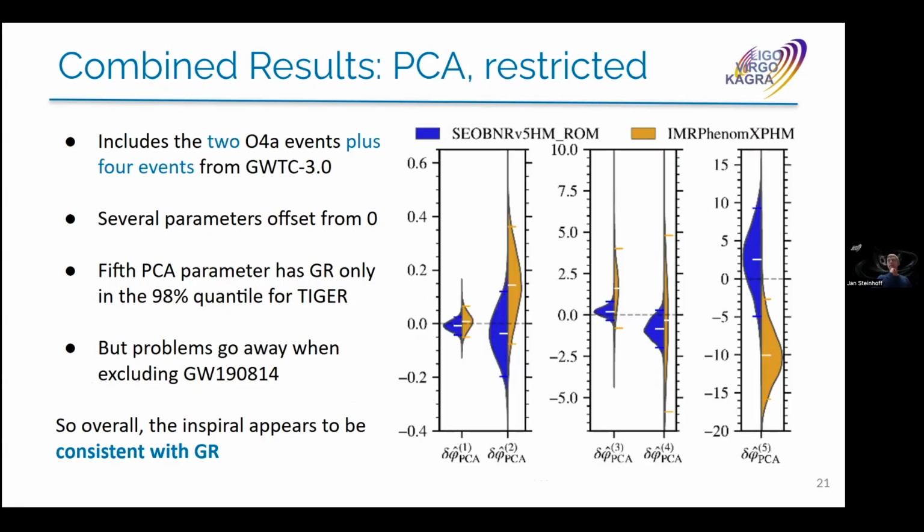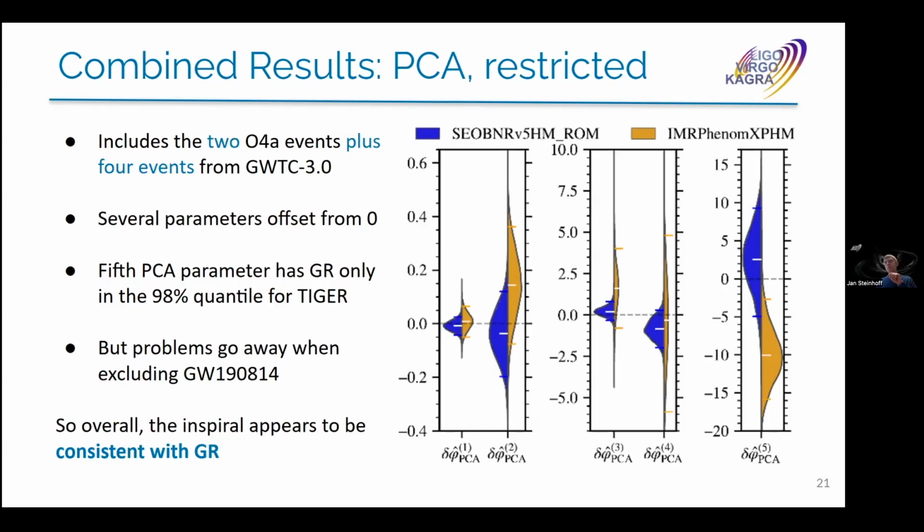are the combined results from a principal component analysis, but here we only can do the restricted analysis at the moment, which is not so reliable, and we also see some tension here. Namely, when we combine 2 of the O4 events with 4 events from the previous observing runs, we see that several of the TGR parameters are offset from 0, which one could say is okay, it's not nice. But the 5th parameter is only consistent with GR at the 98% quantile for the Tiger analysis.